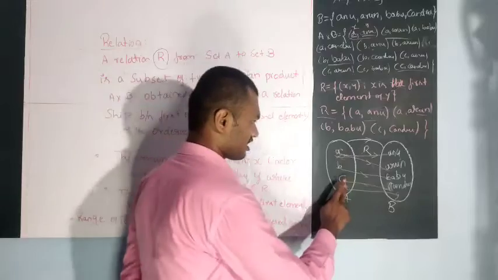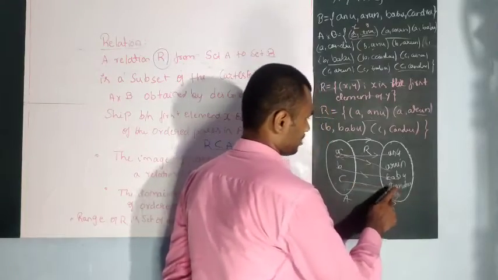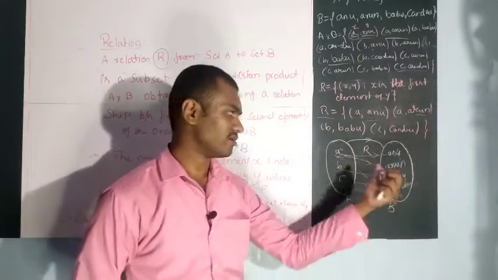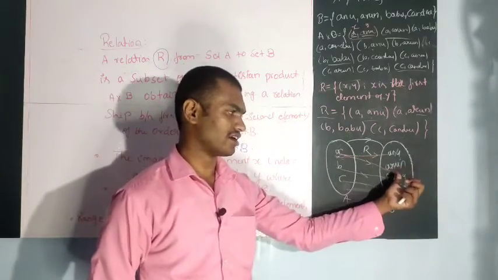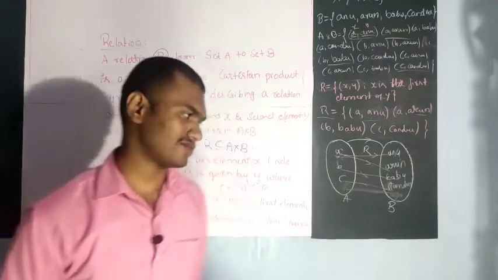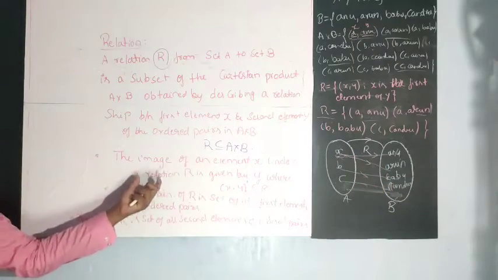So this is generally, I have said, the elements of this set. A to Anu, A to Arun are the images of A. Arun and Anu are the images of A. Babu is the image of B. Chandru is the image of C. So this is what image means.